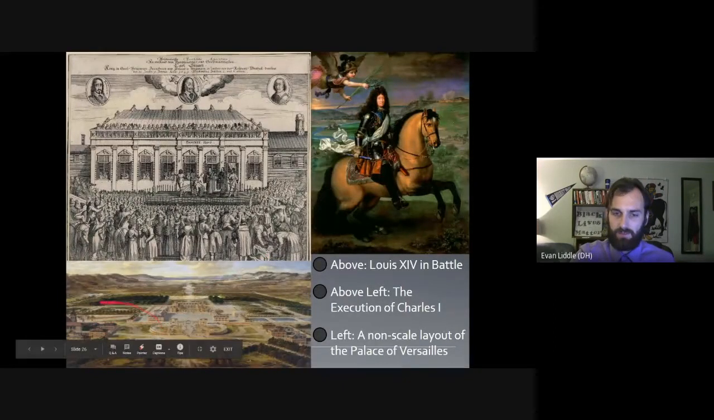This is a diagram of Versailles right here. And this is a painting of Louis XIV. Notice that an angel is literally crowning him. This is some royal flex right here.